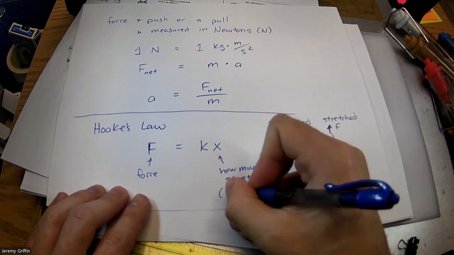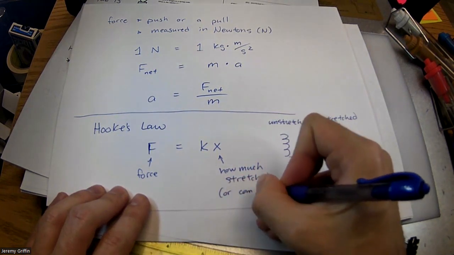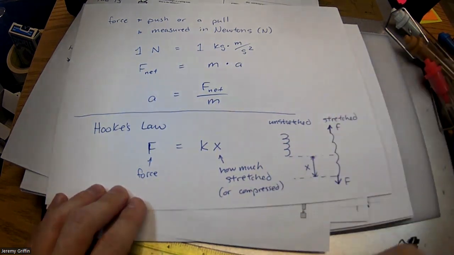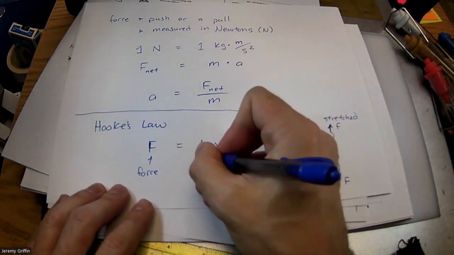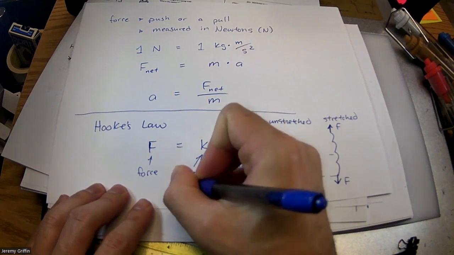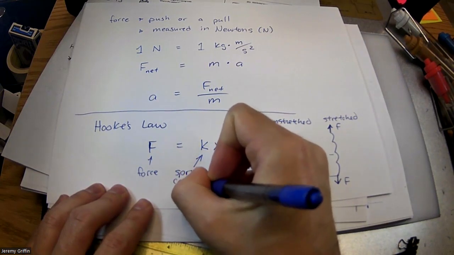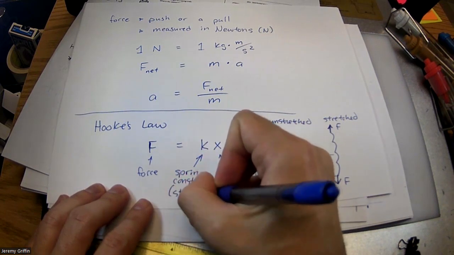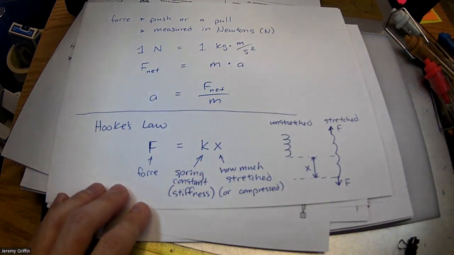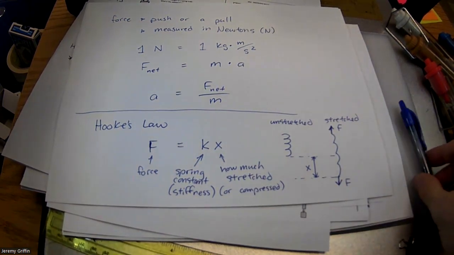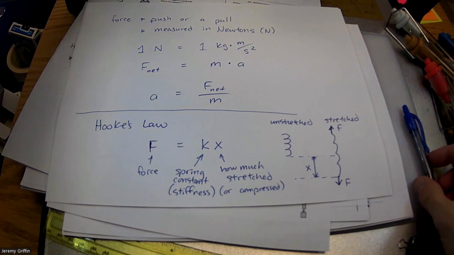I should really say stretched or compressed, although you guys aren't going to be compressing any spring scales today, but in general. And what this K represents is called the spring constant, which is like the stiffness. Like how stiff is that spring? Because you guys got different colored spring scales, they have different stiffness springs. Okay, you guys can get that?